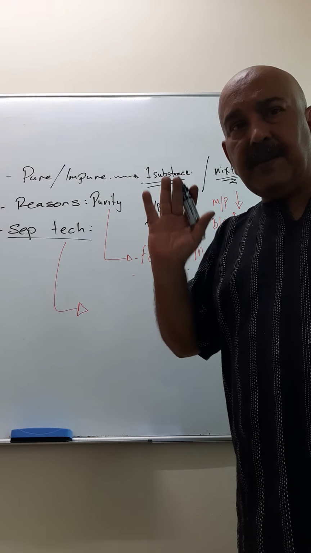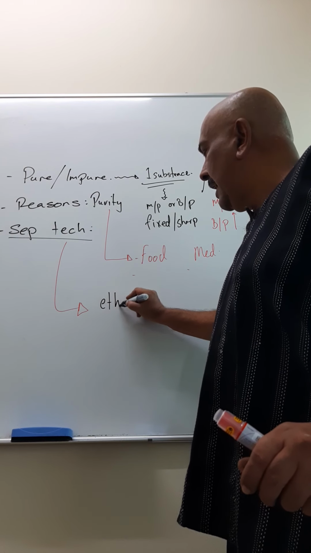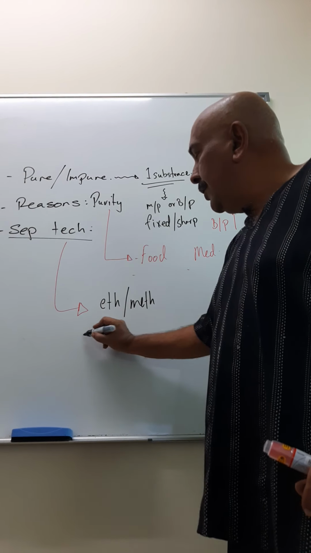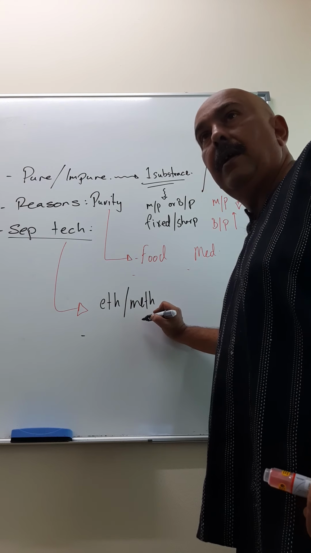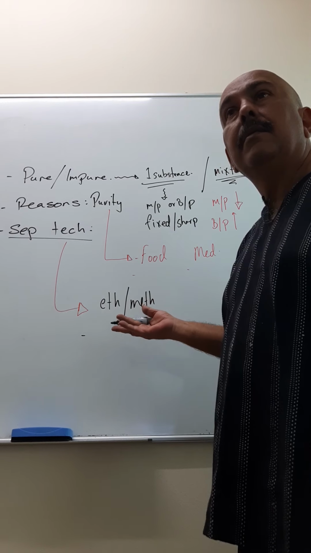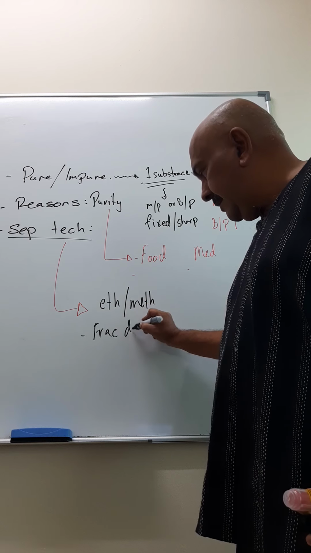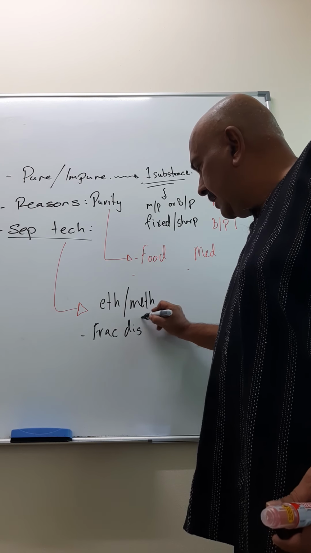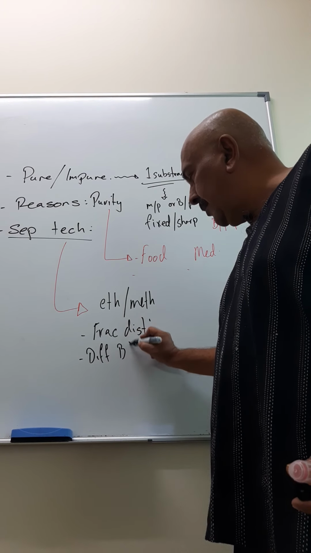Okay? So, simplest one, number one, if you have ethanol and methanol, how do you separate them? So there are two liquids with different boiling points. So you're going to use fractional distillation, or simple distillation or fractional distillation. This is because they have different boiling points.